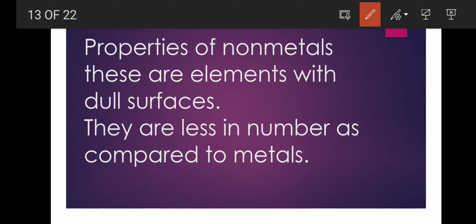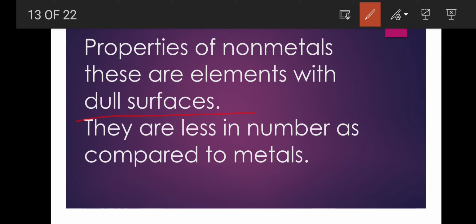Clear? So, when we compare and study, then it will be very easy to learn and very easy to store in the mind also. So the first property is that these are elements with dull surfaces. Clear? In case of metals, what we have studied is that the metals are shiny. But what about the non-metals? Non-metals are the elements with dull surfaces.